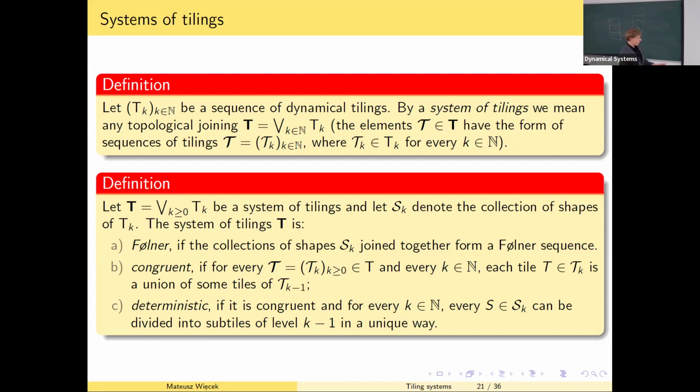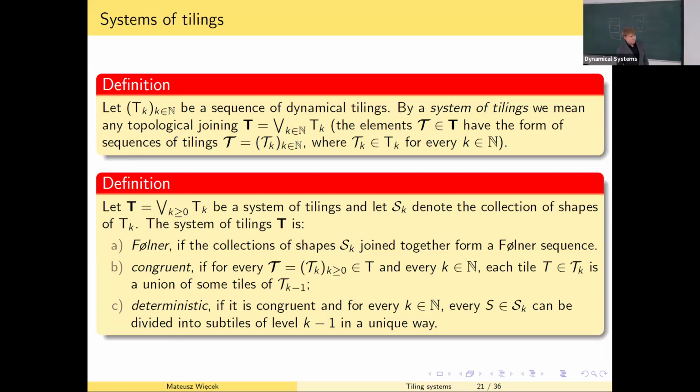The second property is that the system of tilings is called congruent if any tile is a union of subtiles from the previous level, from the level k minus 1. The union must be disjoint, because every tiling is a disjoint union. Since we have here a sequence of tilings, these tiles must belong to the tiling T_{k-1}, so they must be disjoint by the definition of tiling.